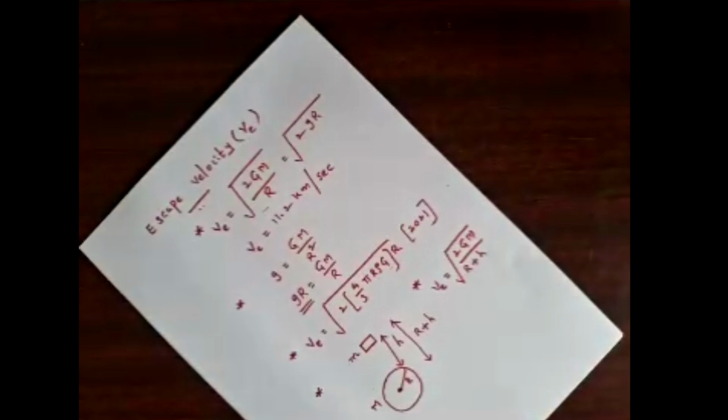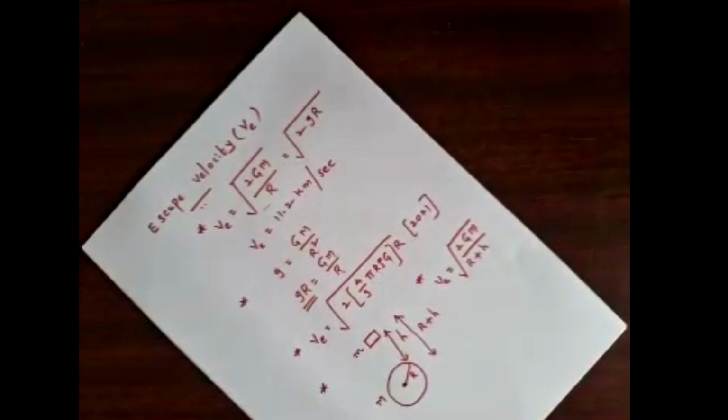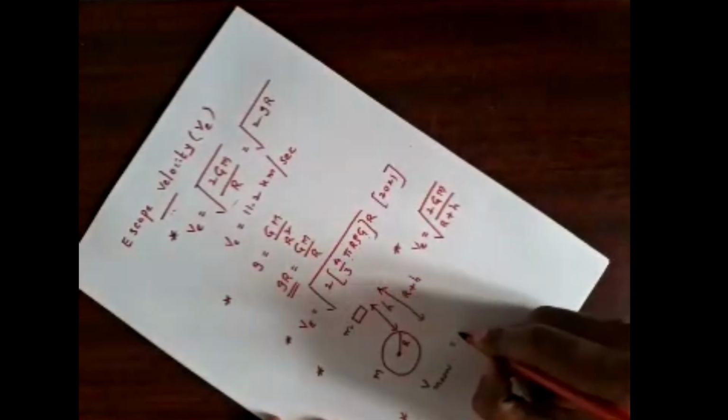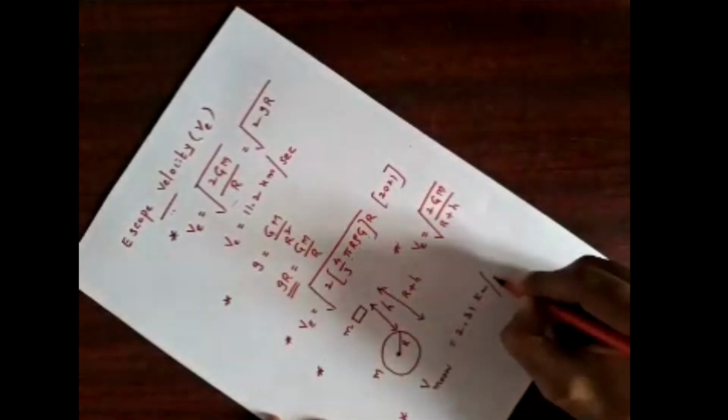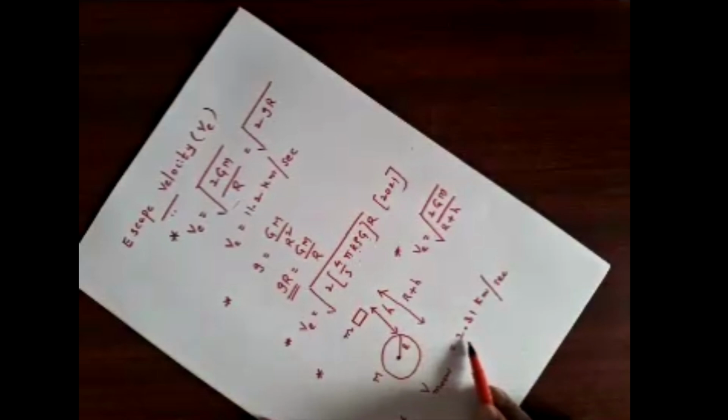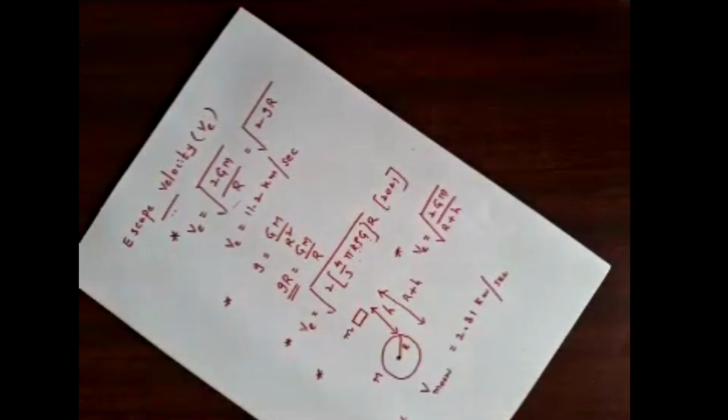Next, we are taking further the escape velocity. Already I told you that the escape velocity on the surface of the Earth is 11.2 kilometer per second, whereas the escape velocity on the surface of the moon is 2.31 kilometer per second. It means that from the surface of the moon, if any body or particle is projected with this velocity, 2.31 kilometer per second, then that body overcomes the gravitational pull of the moon and enters into space. That is the meaning of this velocity.